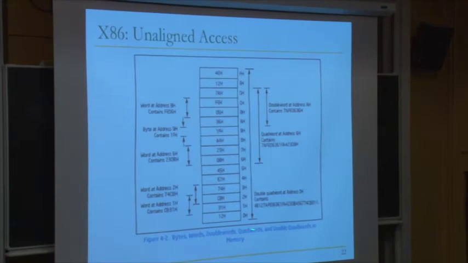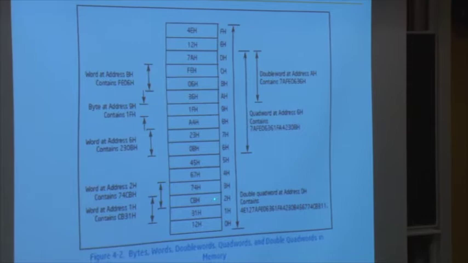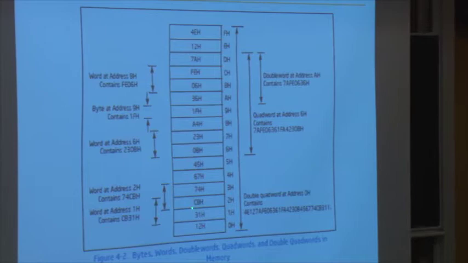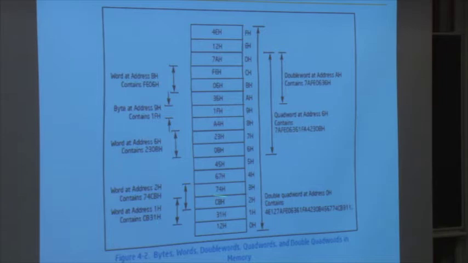But if you look at x86, this gives you how things are aligned or not aligned. These are bytes, words, double words, quad words, and double quad words in memory. And you could start any of these at any location. This is just for you to take a look at. For example, if you have a word at address 1H, you basically get CB31 in your register. And you could have a word that starts at address 2H. You see that this is not aligned, right? Both of them cannot be aligned at the same time. And that contains 74CB. And the hardware supports all of this. I think I'll leave you with this.